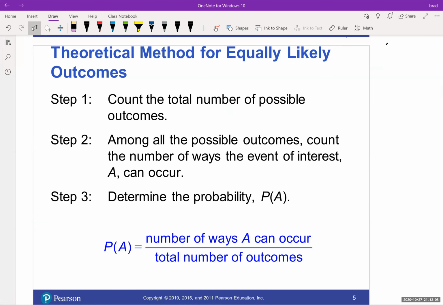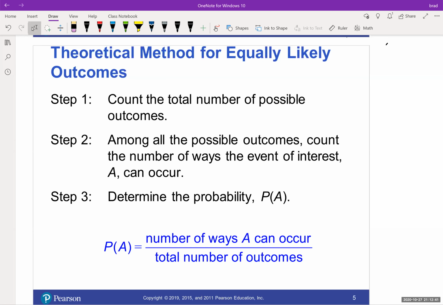Theoretical method for equally likely outcomes. So you count the total number of possible outcomes. Then among all the possible outcomes, count the number of ways the event of interest A can occur. A lot of times they call this a success. The event you're worried about, you call that event A, that would be your success. Don't think of success as a good thing or a bad thing. Don't carry that connotation with it. Just think of success as what you were looking for versus what there is total, okay?